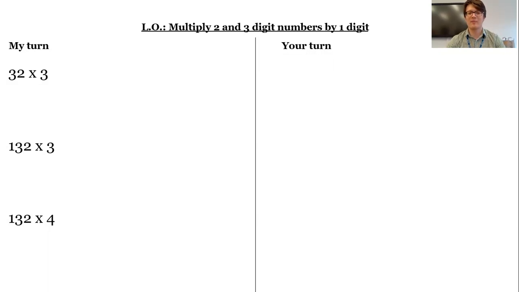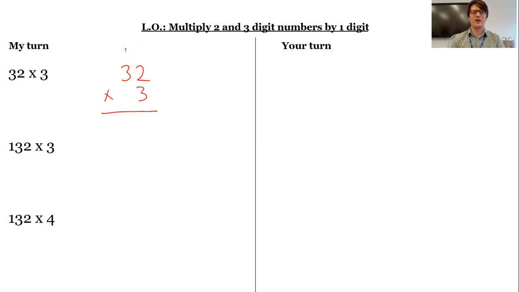Today we're going to start by looking at multiplying 2 and 3 digit numbers by a 1-digit number using a written method. So we're going to start just by looking at this example here, 32 times 3. Now, there are other ways of doing this one. You don't necessarily need a written method for this, but I just want to show you what's going on.